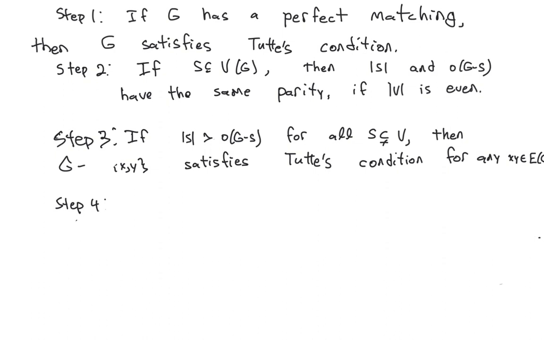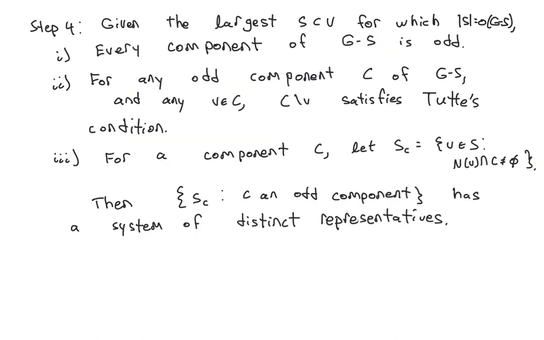So step 4, as we're going to see, is like Hall's marriage theorem. You're dealing with the case that there's a proper subset where the size of the set is equal to the number of odd components. However, we see that our version of step 4 is going to be a bit harder. So for one, we need to pick the largest S where you have equality in Tutte's condition. Then we need to show several different results. First, we need to show that all the components of G minus S happen to be odd. Then we're going to show that for any of these odd components and any vertex in the component, removing that vertex gives you a new graph that still satisfies Tutte's condition.